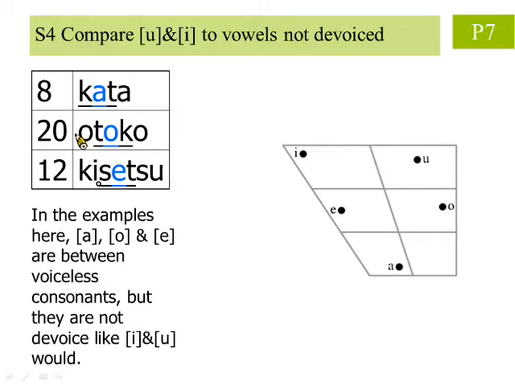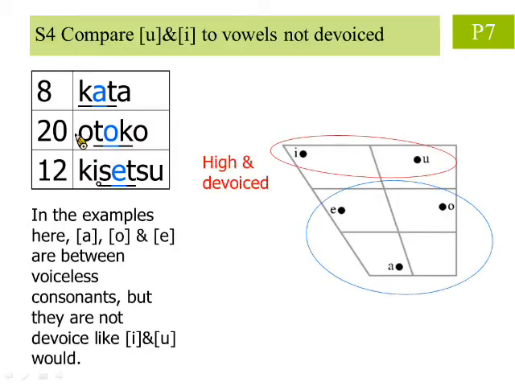If we look at the diagram on the right, which indicates the location of the tongue responsible for producing these vowels, we see E and U are high and devoiced, while the other vowels are non-high and not devoiced.